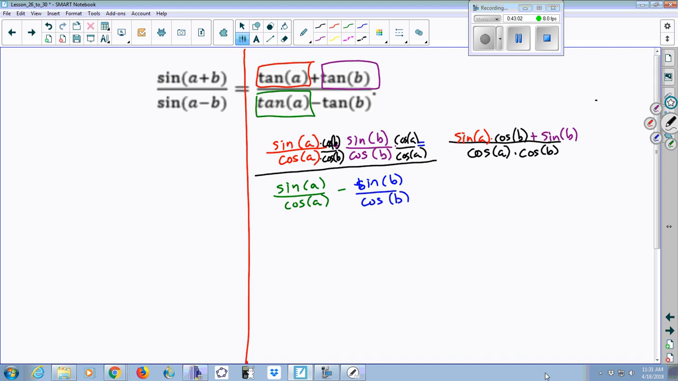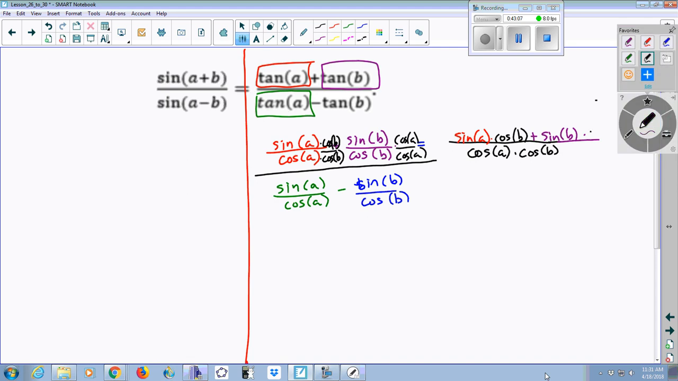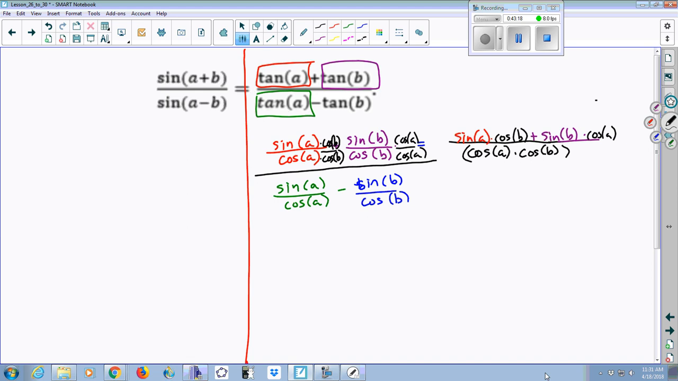I haven't finished. Times cosine A. There we go. All right. So you squish them together. There's your denominator. It's just a product like 2 times 3.